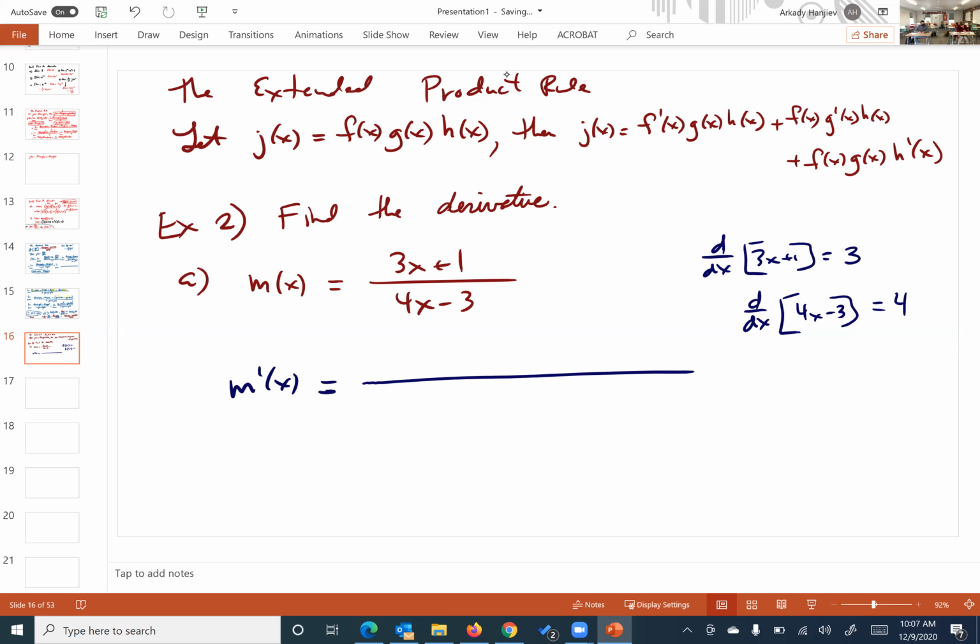All right, so I got the derivative of the first times the second, minus the derivative of the second times the first, over the second function squared.